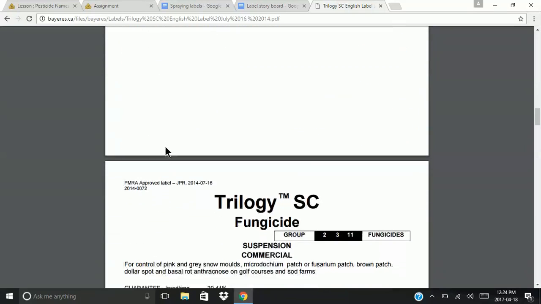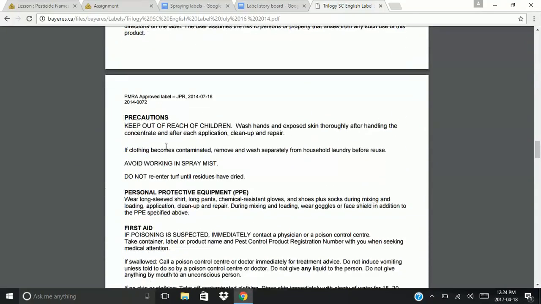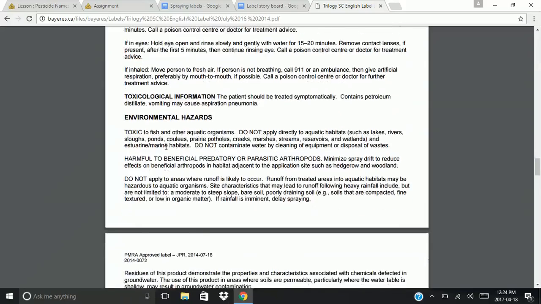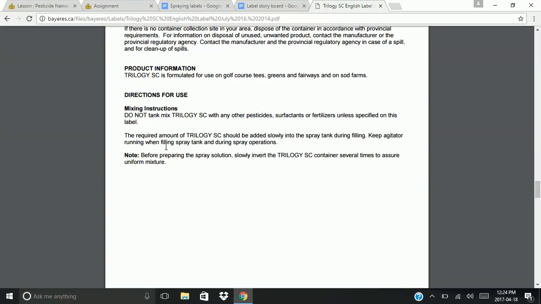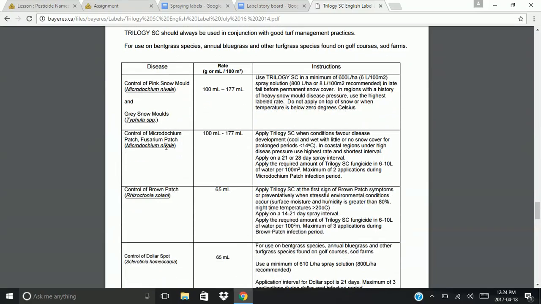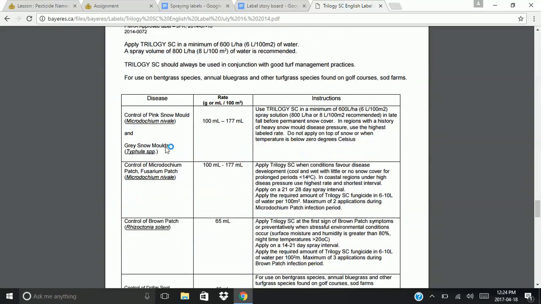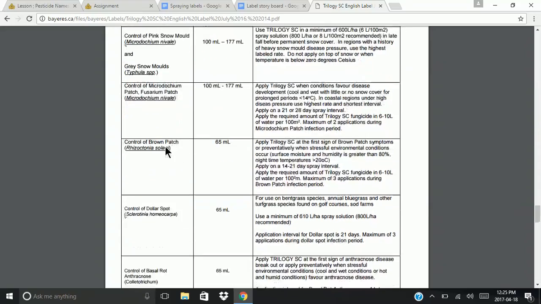And after that, we will have the application information, and here you will find your mixing instructions and how you must mix your product, and it will also follow up with a chart for your application rates. These are all recommended. You don't have to follow them, but it is very good if you do follow them. And it tells you what rate you must use for what type of disease you are trying to control.